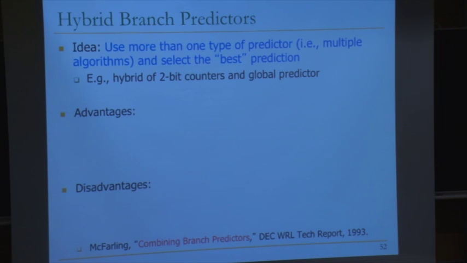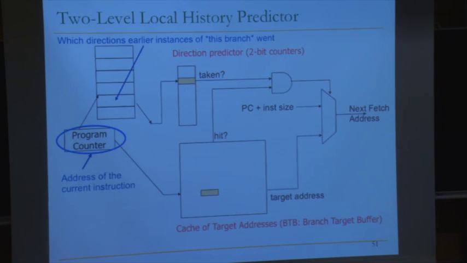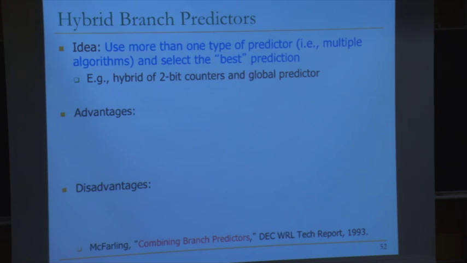Okay. Actually, it turns out that neither of these is the best. Some branches are easier to predict with global history because they're correlated with other branches. And some branches are easier to predict with local history because they're actually correlated with themselves, with their previous executions. They have some patterns. So that's the idea of hybrid branch predictors. Can we combine the two ideas? And the answer is, of course, yes.